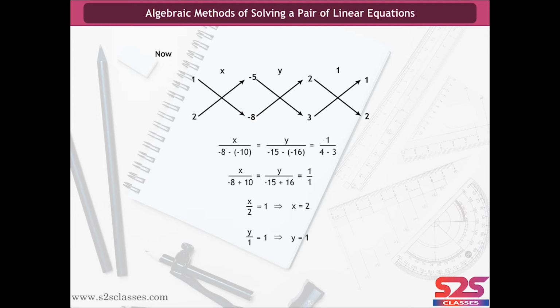Now equate each variable with constant term and we get x by 2 is equal to 1. It implies x is equal to 2 and y by 1 is equal to 1. It implies y is equal to 1. Hence the solution of given system is x is equal to 2 and y is equal to 1.